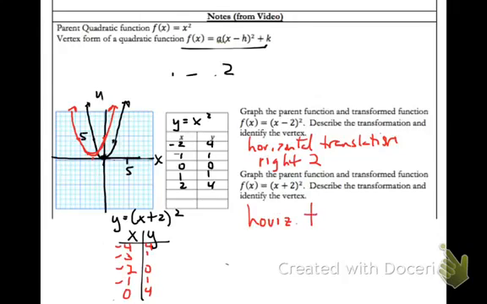I'm going to abbreviate. Translation to the left 2. One last thing I wanted to point out is if you look at the equation, look at the h value.